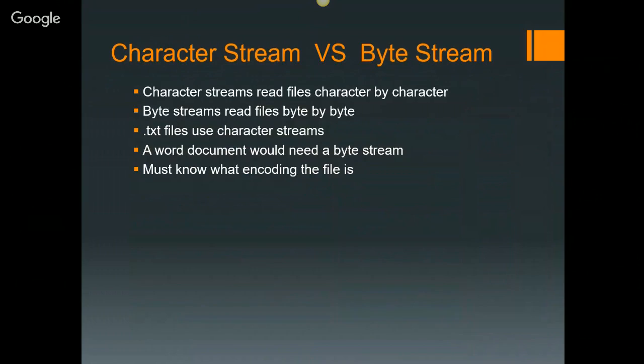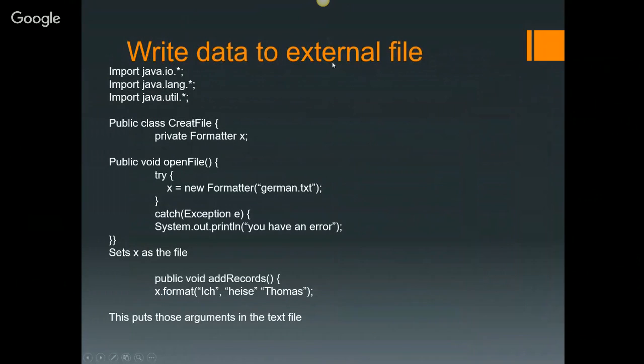Character stream versus byte stream. Character streams read files character by character; bytes read them byte by byte. So .txt or text files use character streams, and a Word document, for example, would need a byte stream. You have to know what encoding the file is. You can't just guess or it's not going to work. If you want to write data to an external file, you have to have this stuff up here. So it imports Java util stuff up here. You have to have it or it's just not going to work.